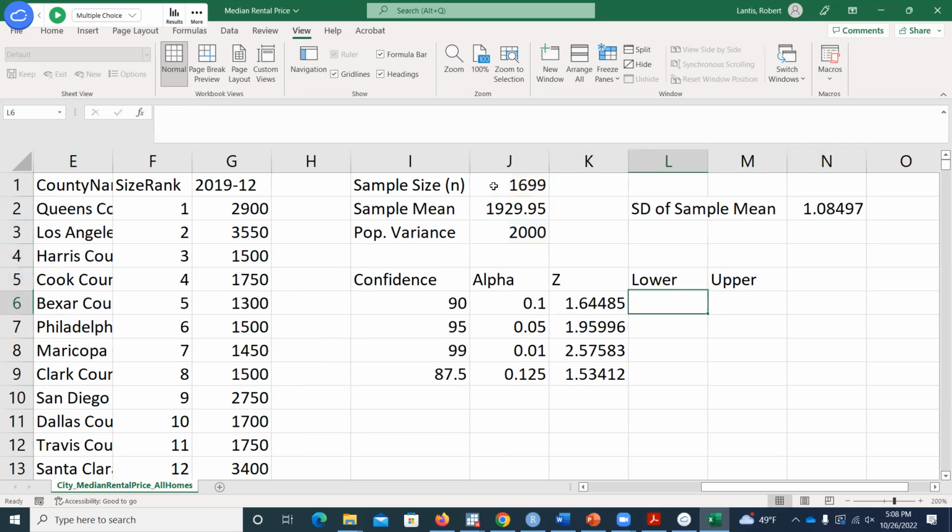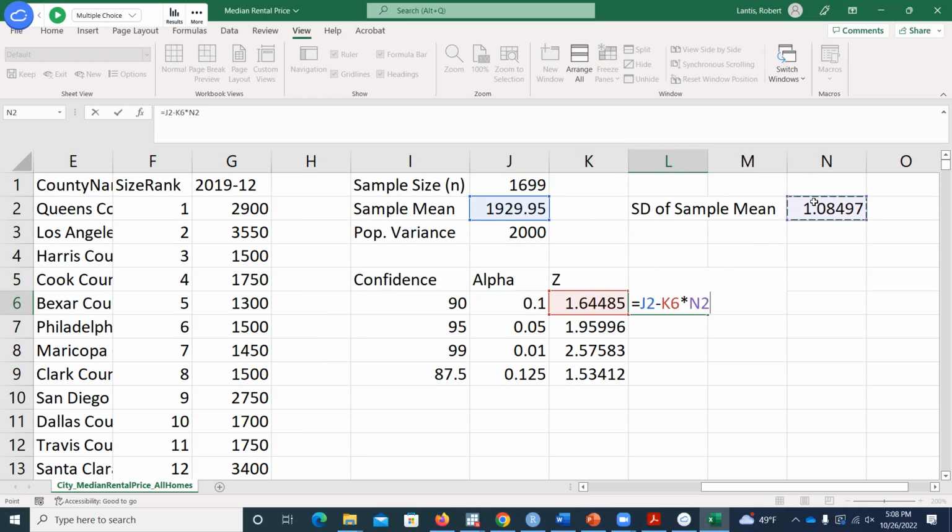Now all I have to do to get my lower bound is take my sample mean and subtract the number of standard deviations away I want to go, multiplied by whatever my standard deviation value is. So at this point, I'm just using Excel to be my calculator.